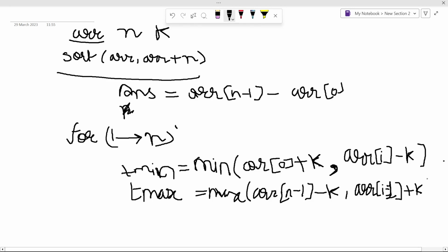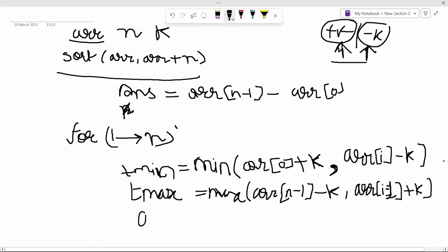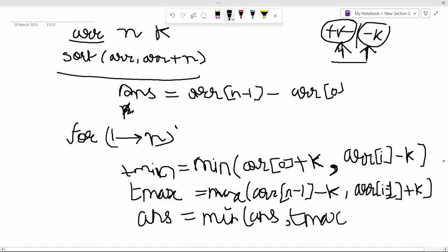So we have seen that there is a point of inflection. Before that we are adding k, and after that we are subtracting k. So we have observed that this will be our minimum element in this case, and this will be our maximum element in this case. So we are just checking that is it the maximum and is it the minimum, and if it's such, we'll say that my answer is nothing. We want to minimize the answer, so the minimum of answer comma t max minus t min. Okay, so we have got our answer.